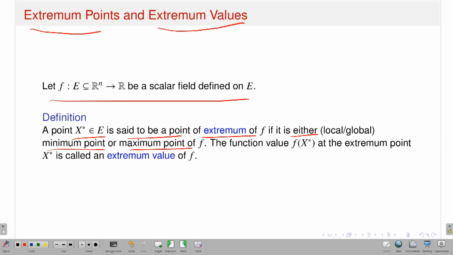The function value f of x star at the extremum point x star is called the extremum value of f. So the point x star is called the extremum of f, point of extremum. A point x star is called an extremum point of f, and the value is called the extremum value of f at that extremum point. So first the point will come and then the value will come, and that point is known as the point of extremum of f, and the value is known as the extremum value of f. So that means it could be local, global, maximum, minimum, could be anything. Okay. So those are the definitions of extremum points and extremum values.